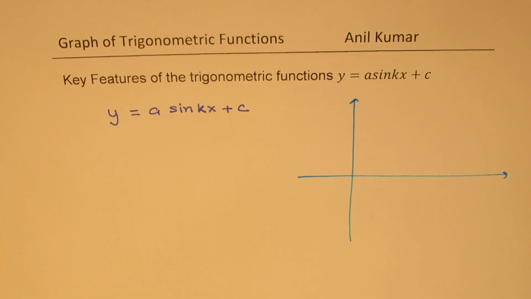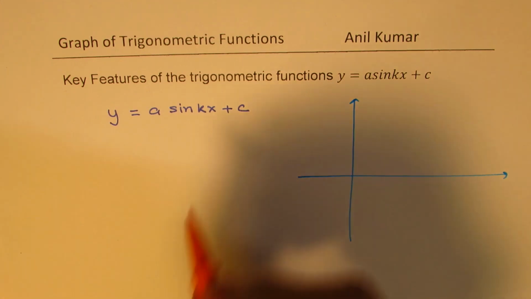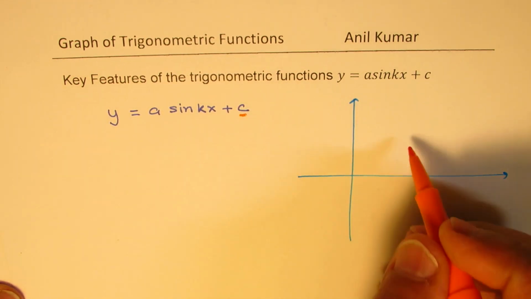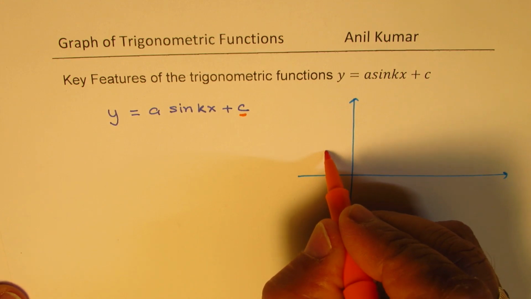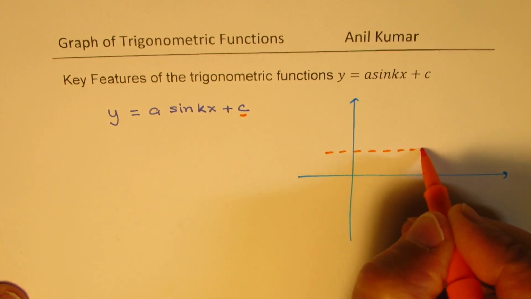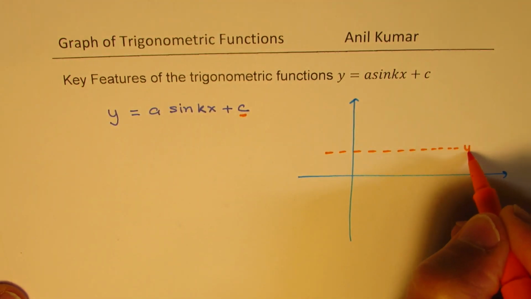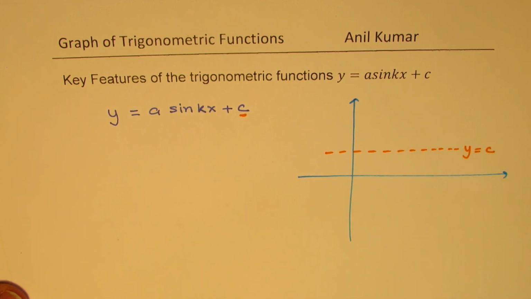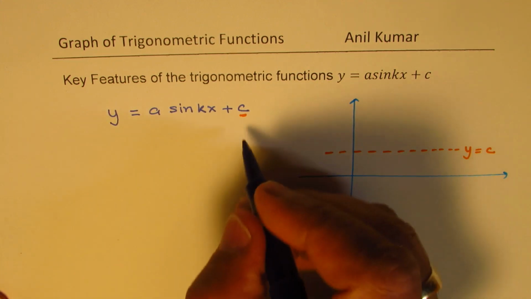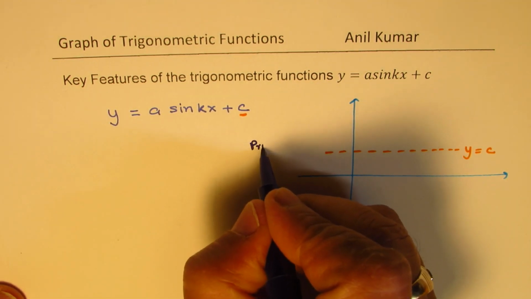c is the principal axis. So the value of c you could draw like this, a horizontal line, y equals c, and this is called the principal axis.